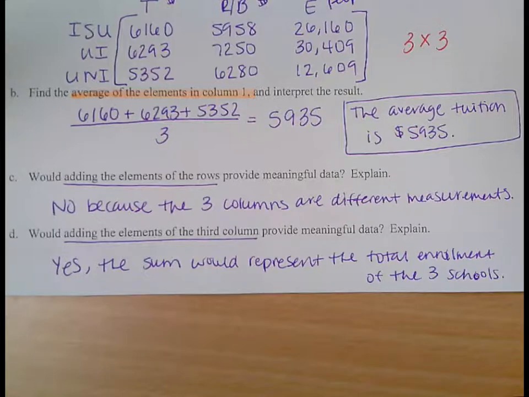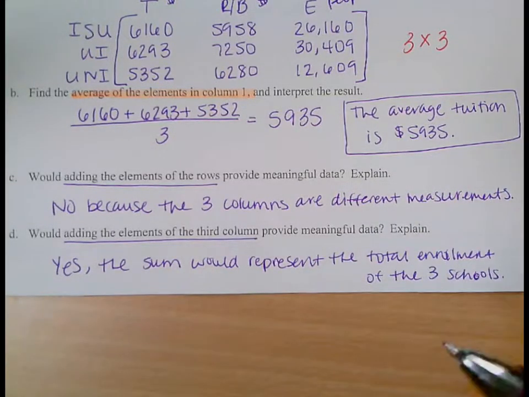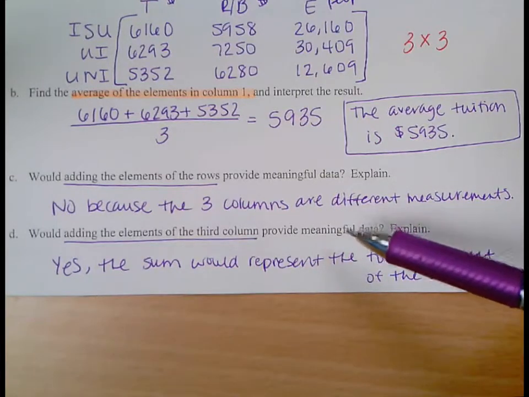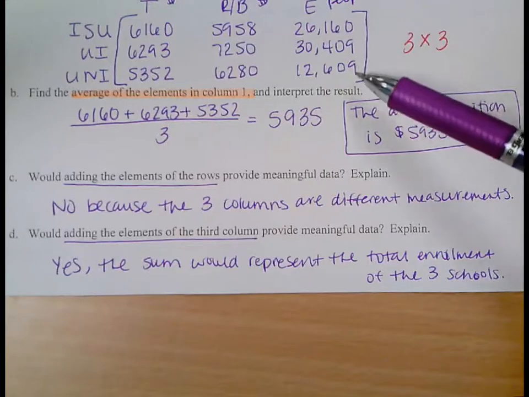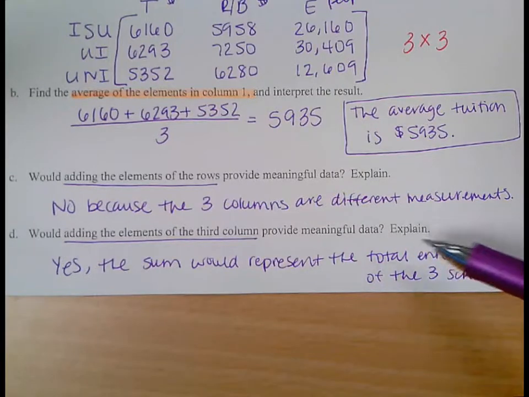Like, are you asking would it be meaningful to her to know that? Right, and that's why I'm trying. I worded it the way that it would be worded in the question. But when you see meaningful, think to yourself, would it make sense to add all three? Would I get a number that represents something that would make sense? So would the total enrollment be meaningful to her? Probably not. But it does represent total enrollment, so it's not that it wouldn't make sense to add them.